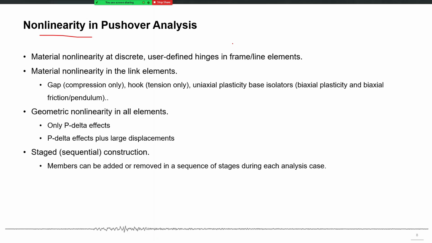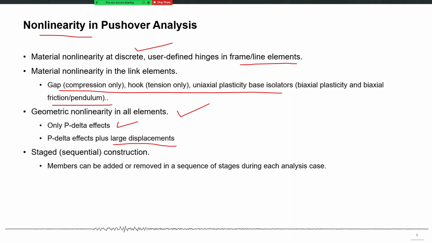So material nonlinearity at user defined hinges, for example, frame or line elements, those should be in your computer model. If you have any link elements, for example, these special link elements available in CSI products, they can also be a part of your computer model which you are pushing. Then geometric nonlinearity. There are several options. The most commonly used option for accounting geometric nonlinearity is the P delta effect. Generally, large displacement is not used. Only P delta is enough for our civil engineering structures.